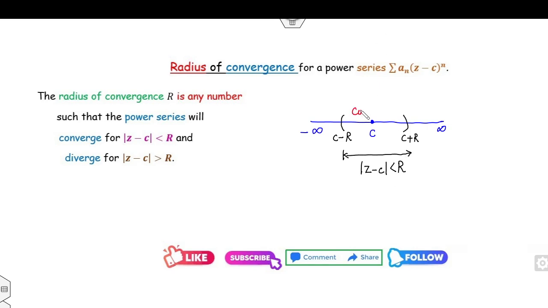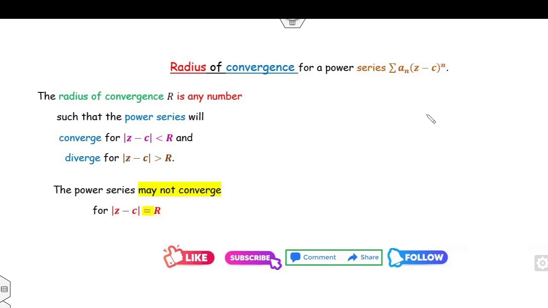This interval is called my interval of convergence. That is, a power series is convergent in this interval. However, the power series is divergent outside this interval. That means the power series is divergent whenever |z − c| is greater than R. Again, as I mentioned, the power series may or may not be convergent at the boundary points.